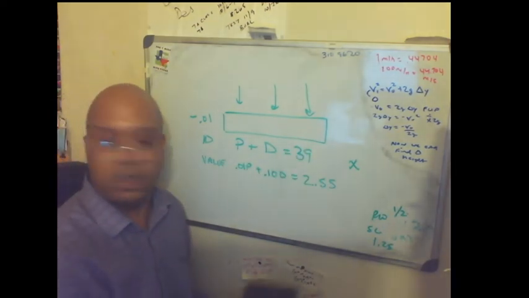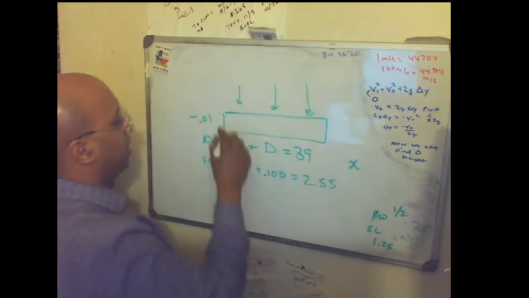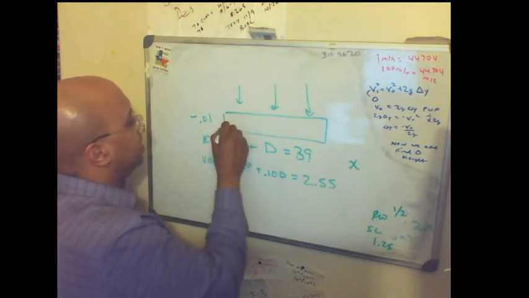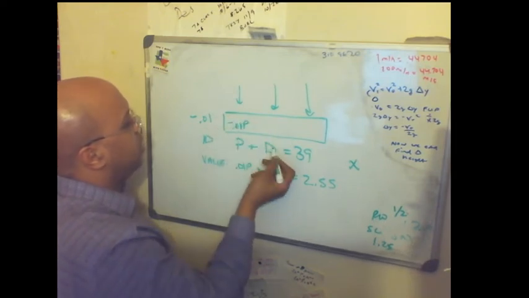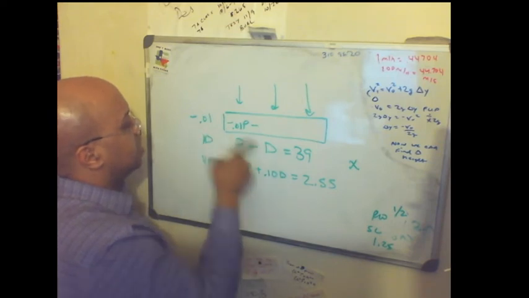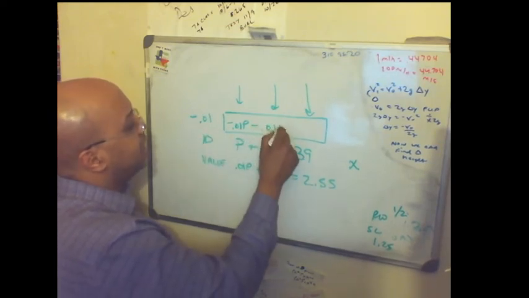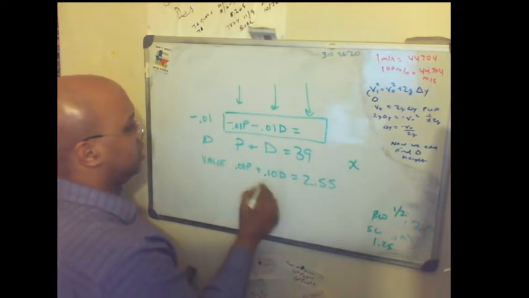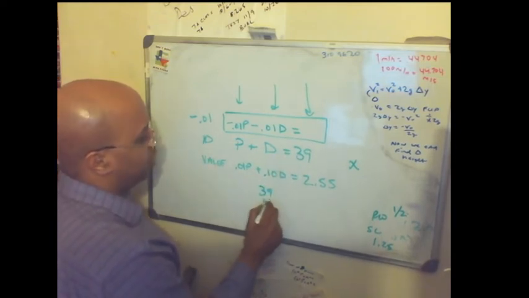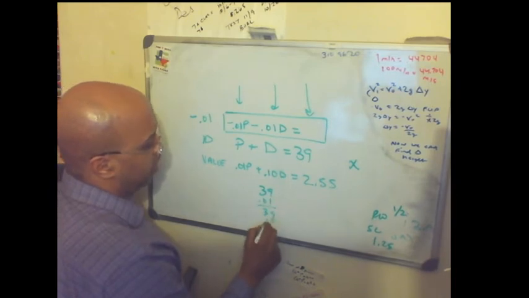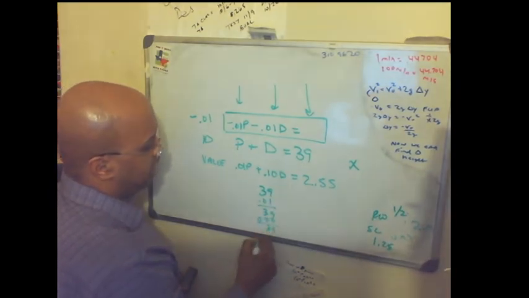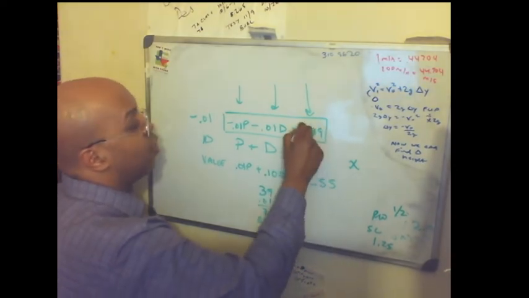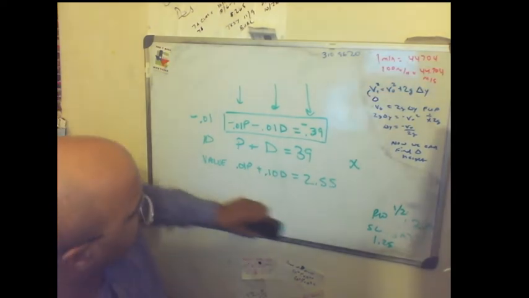Alright, so here we go. Negative 0.01 times P is negative 0.01 P, minus 0.01 D equals 39 times 0.01. So I'll just do the math right here. 0.01 times 39 is 0.39, or negative 0.39. Sorry about that, folks.